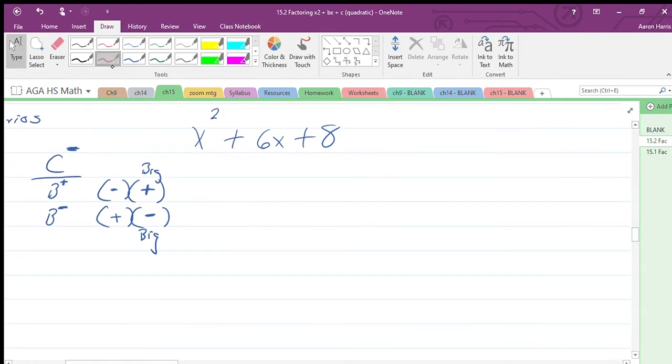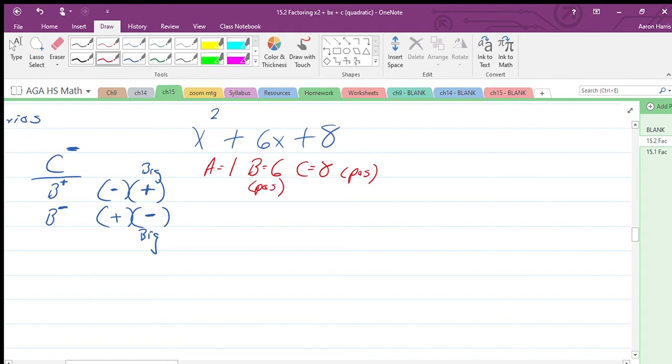Okay? So here we go. A is equal to what? 1. B is equal to what? 6. C is equal to what? 8. Think about it right now. C is what? Positive. Okay? B is what? Positive. Okay?